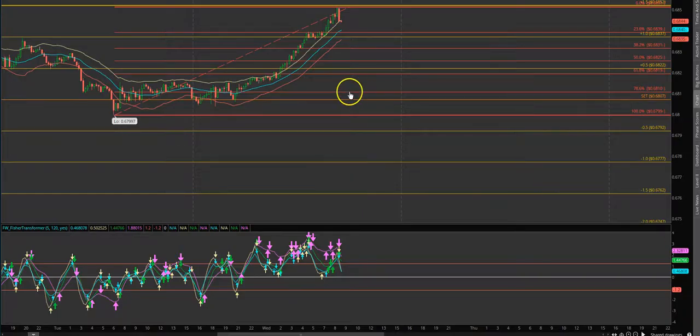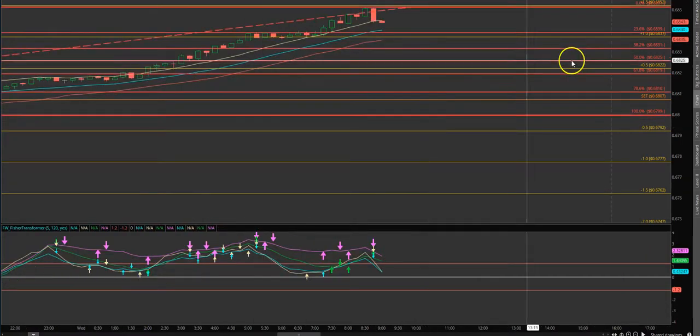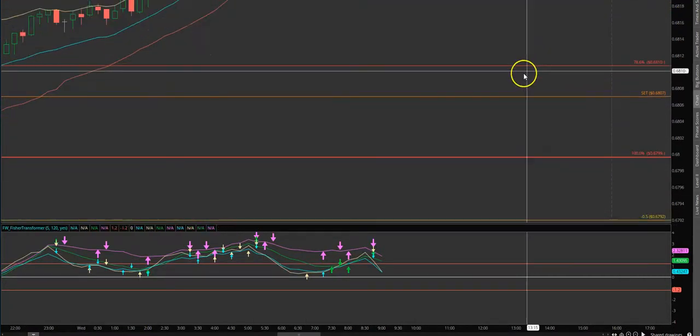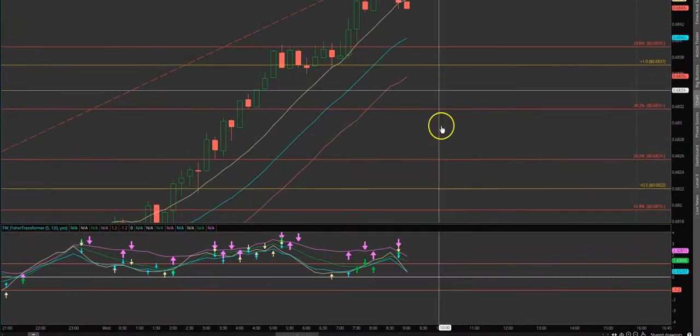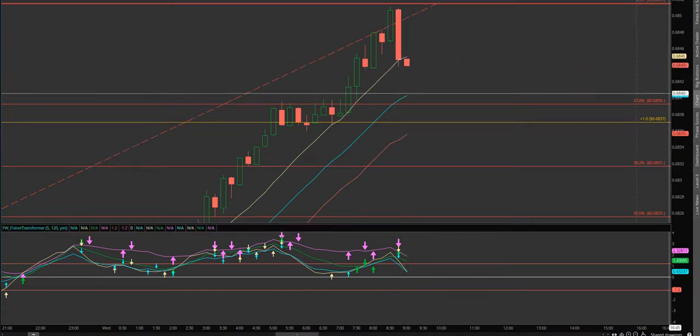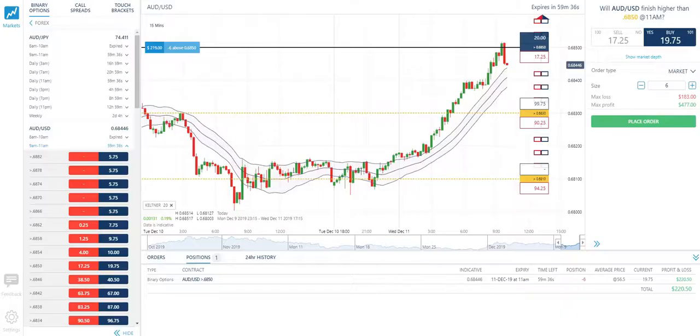Let's see what's happening here. It looks like price closed just right there on that Keltner, as you can see. Let's zoom in so you can see it. So we're basically gap filling. So we're just going to close this trade out for the profit we have. So 20 bucks.